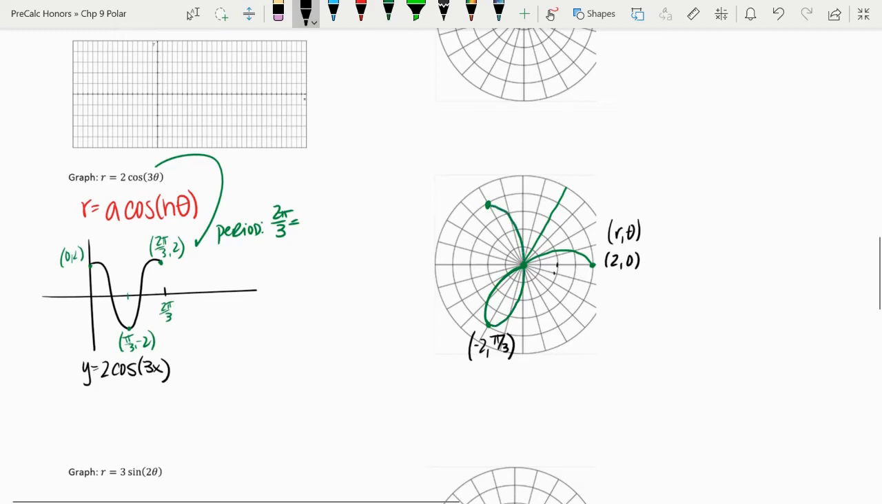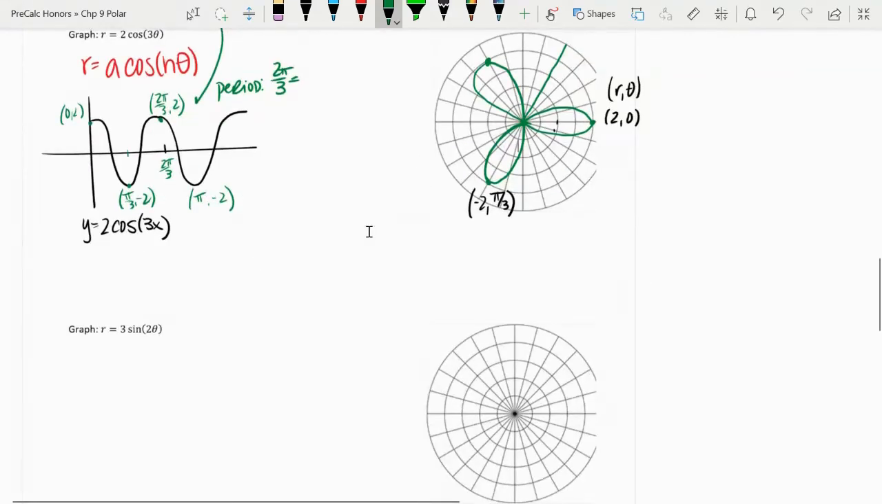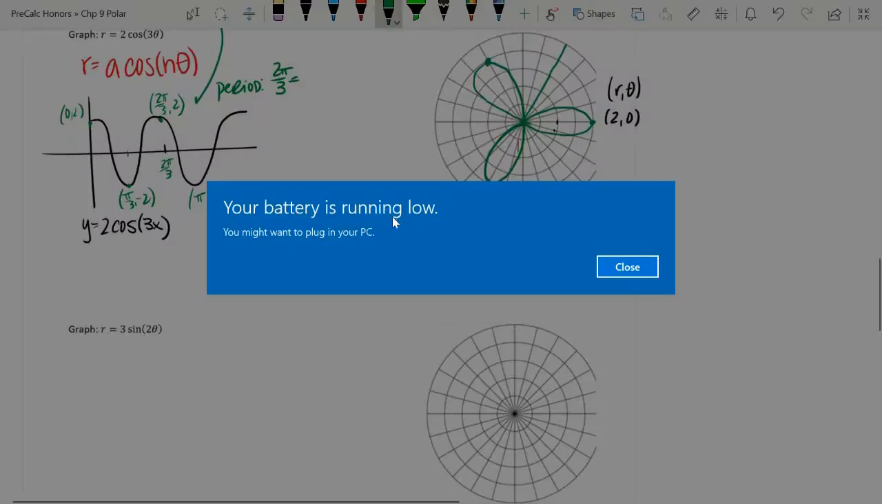If you kept going with this graph, my next key point would be, let's see, pi over 3, 2 pi over 3, 3 pi over 3, or pi, negative 2. So pi, negative 2, which is a point that we already have. So we are all set with that rose. I'm going to do one more. I really like this graphing style, but whatever method you guys have, feel free to use it that way.